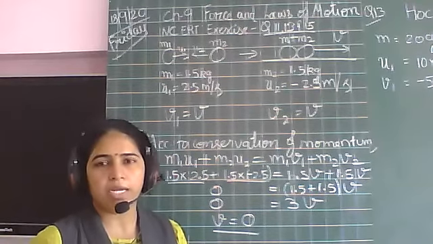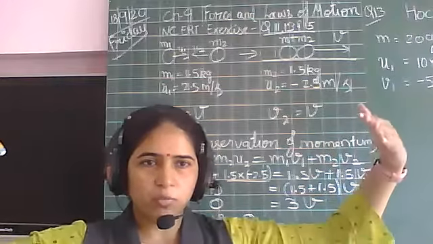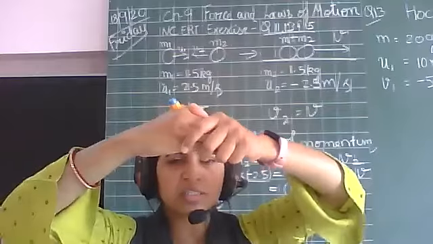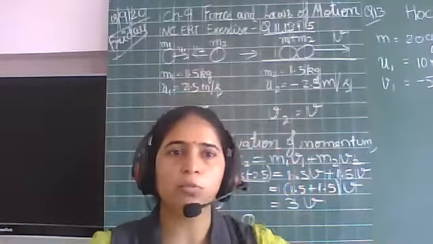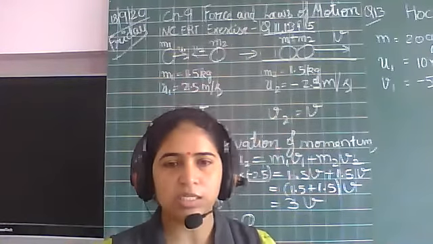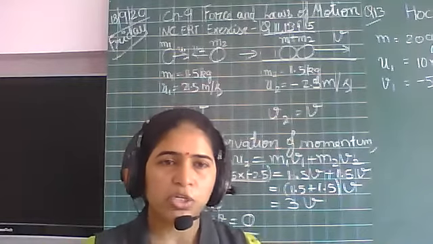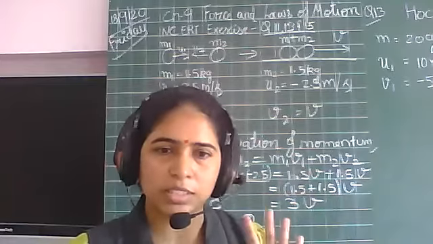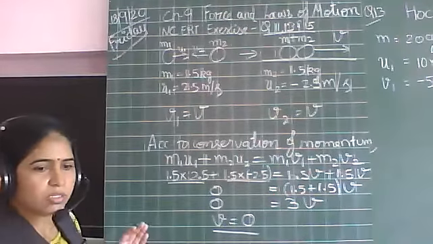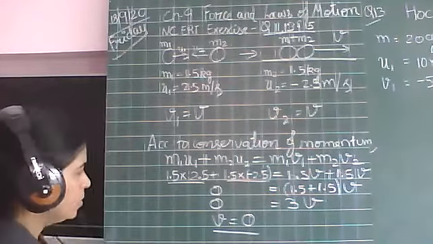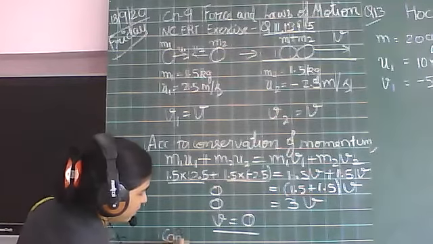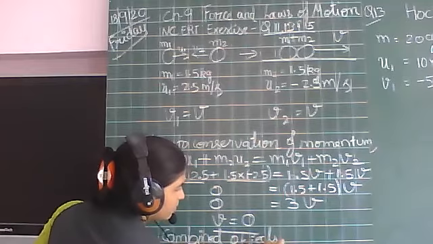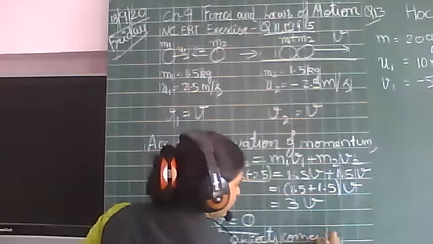It means that after colliding, the two objects were coming like this, collided, then they are sticking together, and after sticking together they are not moving because their final velocity is 0. So after collision, both the objects, or the combined object, comes to rest. Right children, is this much clear? The combined object comes to rest.